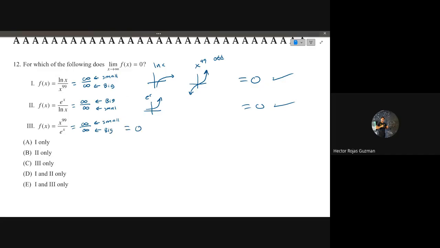And you know what? I just noticed I made a mistake. This one was not 0. This one was infinity or undefined because we were doing big over small. So then the answer is 1 and 3.